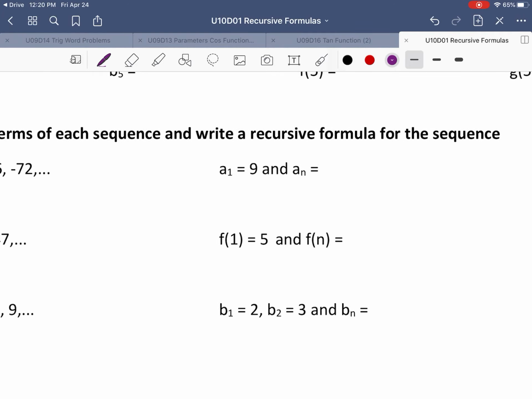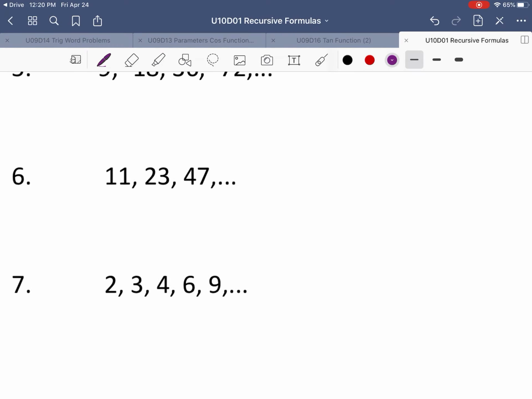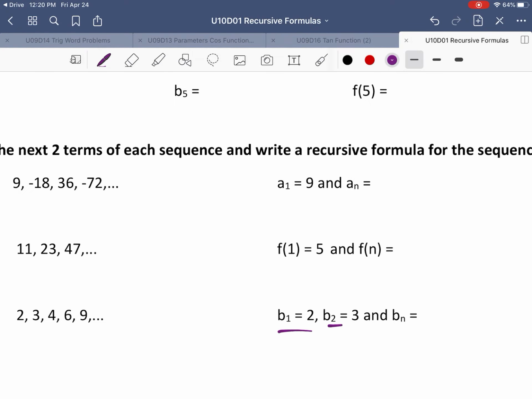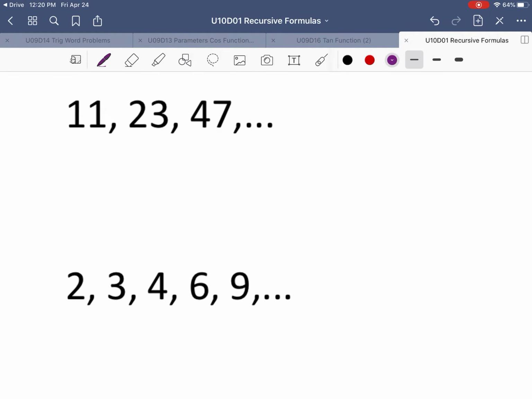So it says find the next 2 terms and write the recursive formula for the sequence. So I'm going to go over the bottom one because it's a trickier one, because you'll notice here it actually gives you the first and second term. You can write a sequence that uses the previous term and the term before the previous term, which is what's happening here. So that means I'm using these first 2 terms, because it gave me those, to find the next one. So this one would be 2 plus 3 minus 1, or add this term.